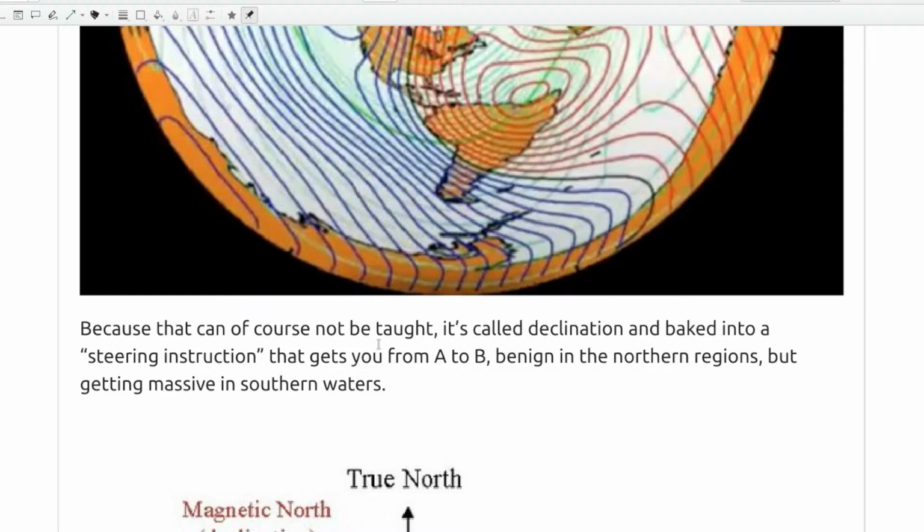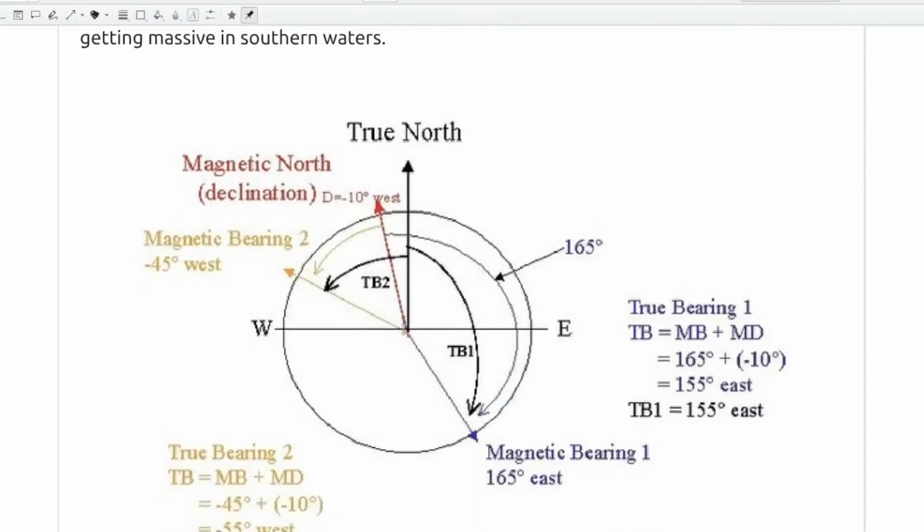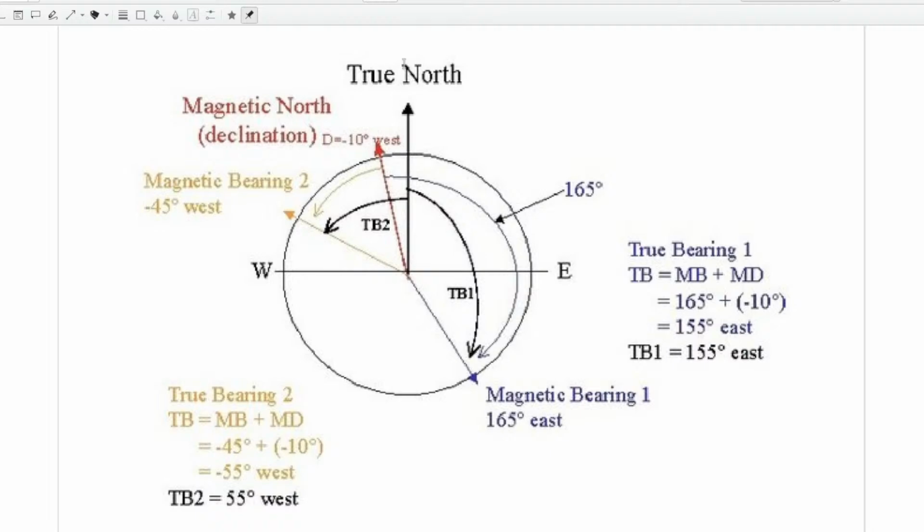Because that can, of course, not be taught, it's called declination and baked into a steering instruction that gets you from A to B, benign in the northern regions, but getting massive in the southern waters. Here you have a diagram with true north and magnetic declination.